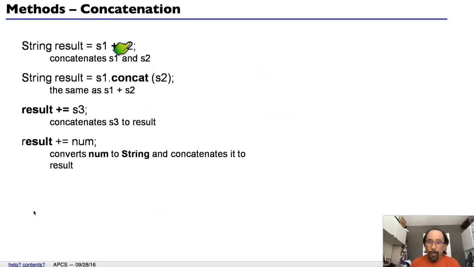Concatenation. Remember, we've used this before. The plus is used to concatenate two strings together. It's a shortcut way of calling the concatenate method. Same thing, but this is just easier to use. I probably would not ever use concatenate. We could also use plus equal as a way of saying result equals result plus S3. And we could also concatenate numbers with strings, where the number will automatically be converted to a string.